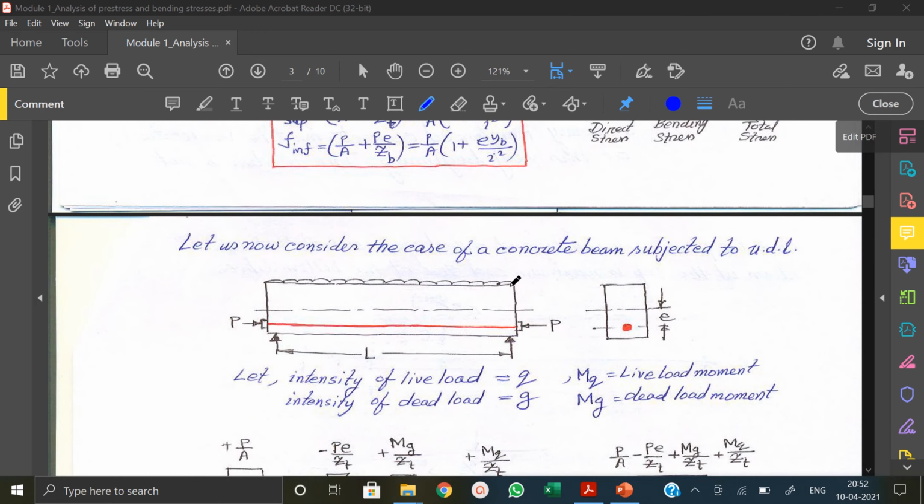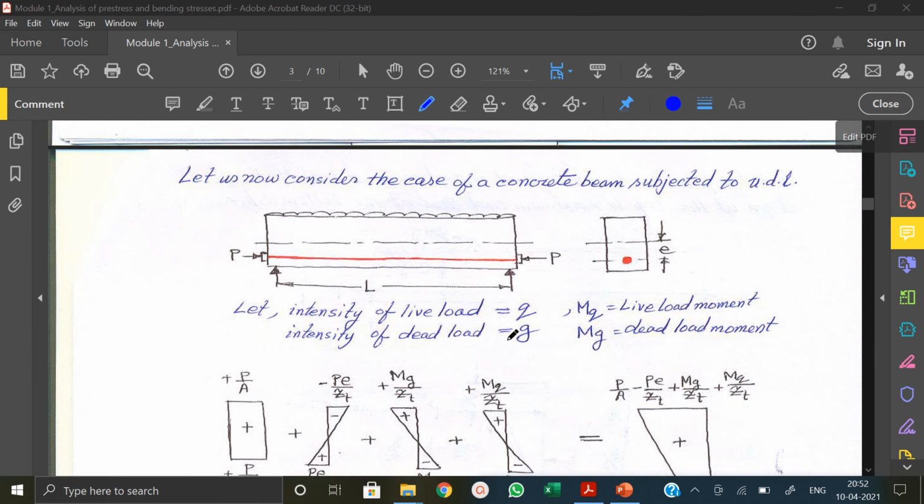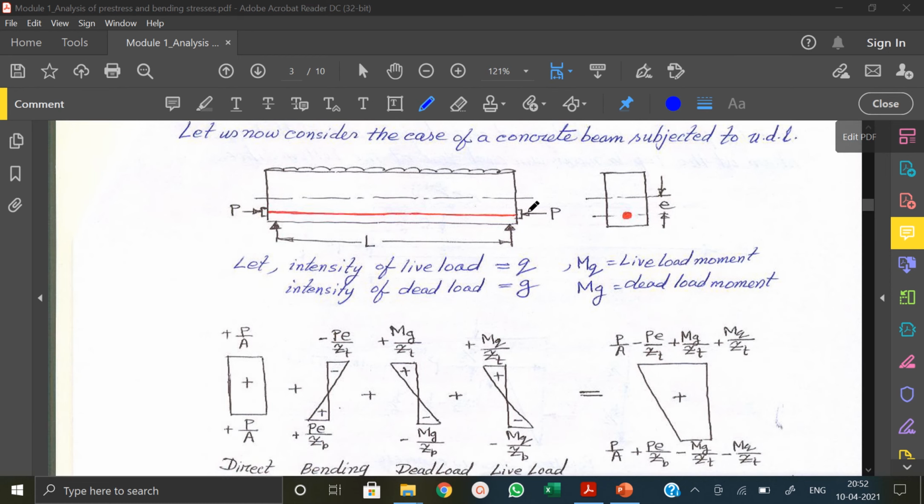Now we will consider the case of a concentrated beam subjected to UDL. You are having a UDL like this. So here let the intensity of the live load be Q, which we have discussed as W, and intensity of the dead load G, which we have discussed as the self weight of the structure. The moment due to your live external load is MQ, and moment due to gravity load, that is your dead load, is MG. So here we have discussed we will analyze it separately.